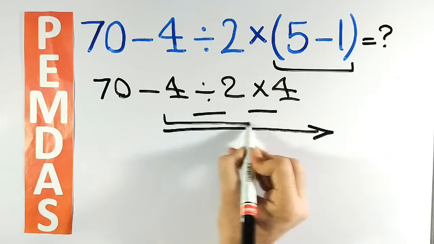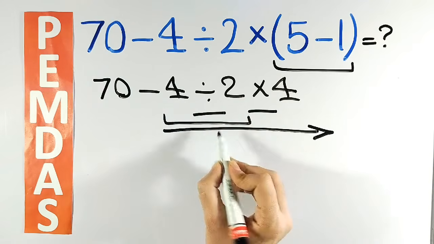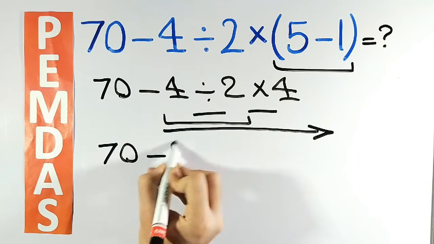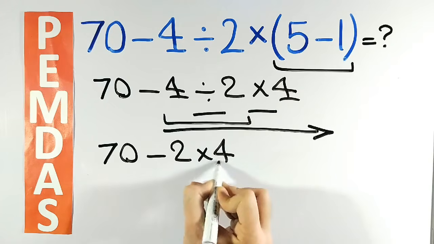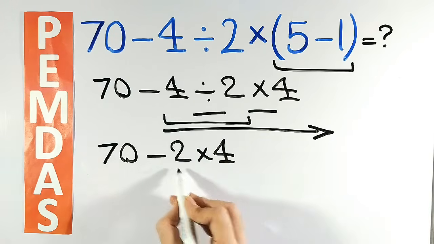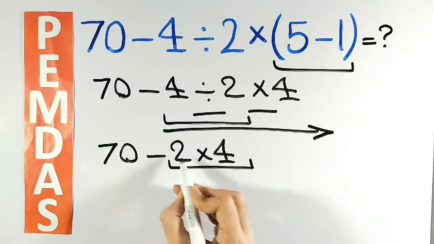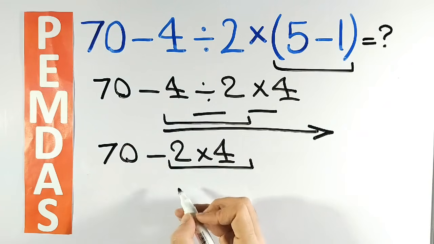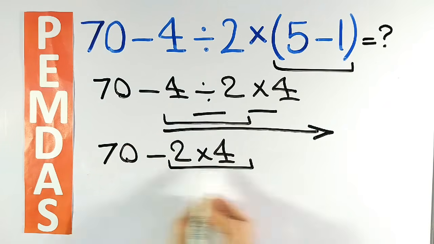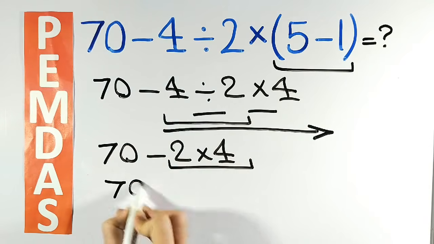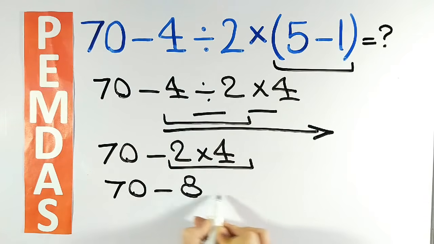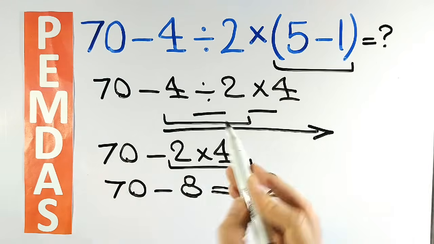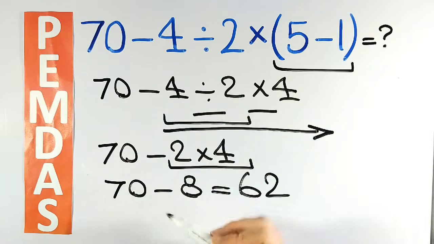So, first we go for the division between 4 and 2. And instead of this expression, we can write 70 minus 2 multiplied by 4. And the final step, we go for the multiplication between 2 and 4 because multiplication has priority over subtraction. So, instead of this expression, we can write 70 minus 8, which finally gives us the answer 62. Alright, now let's solve another math question together.